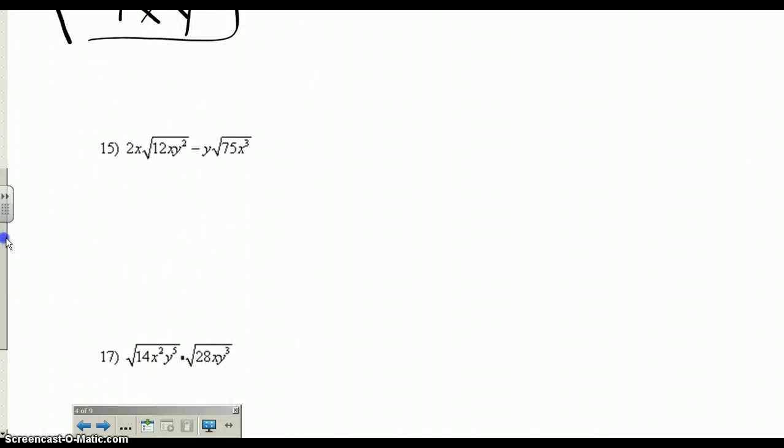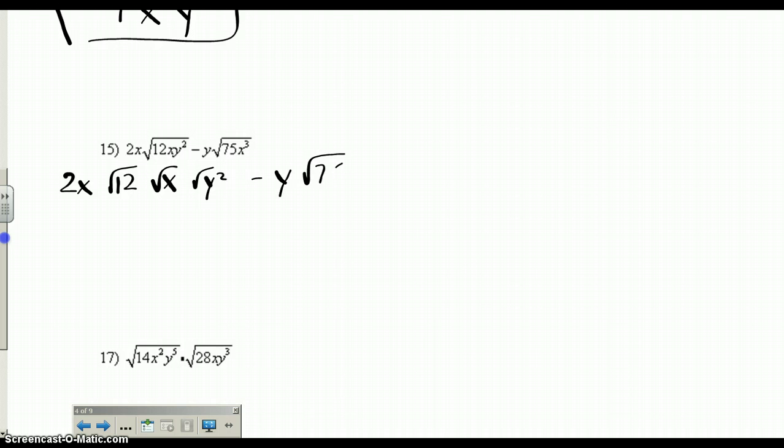15 is a little more tricky. Okay, so here's what we need to do. We need to simplify these expressions in the square root first, and then we can start seeing if we can combine like terms. So I'm just going to bring down this 2x, and now I'm going to break this off individually. Square root of 12, square root of x, square root of y squared, minus, bring down that y, square root of 75, square root of x cubed.